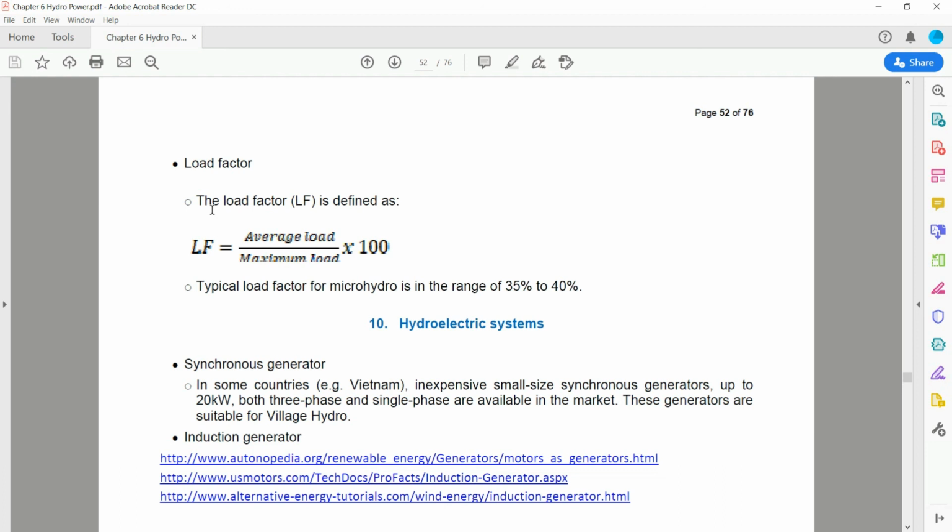So next one, hydroelectric system. Sometimes they use a synchronous generator. In some countries, for example Vietnam, inexpensive small size synchronous generators up to 20 kilowatt, both three-phase and single-phase, are available in the market. These generators are suitable for village hydro. And sometimes they use an induction generator.